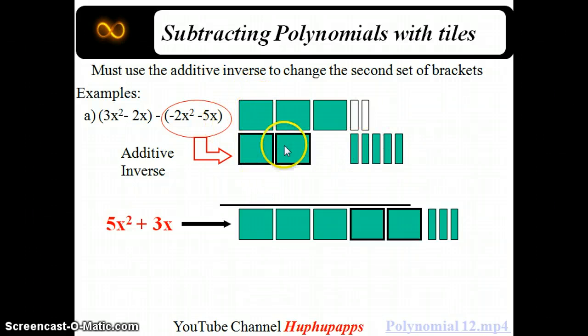Now there's no zero modeled with the x squares, so I'm left with 5x squared. The 2x's, the negative 2x's, get canceled with the zero model, so these ones are all canceled out, and all I'm left with is 3x's on the bottom, and I'm left with 5x squared plus 3x.